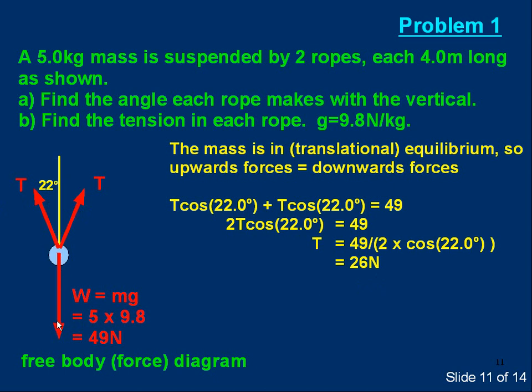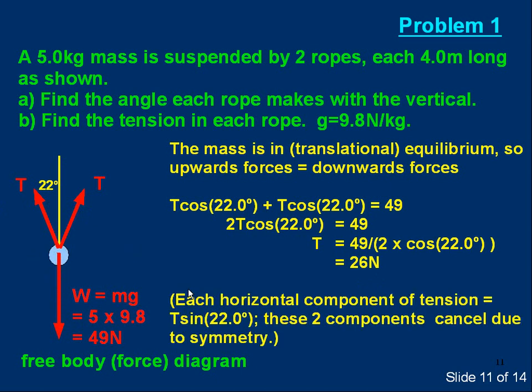What about the sideways forces? If we thought about the horizontal forces, what would they be? Well, each horizontal component of tension is T sine 22. We've got T sine 22 acting to the left and T sine 22 acting to the right. These two components cancel. They're equal due to the symmetry.